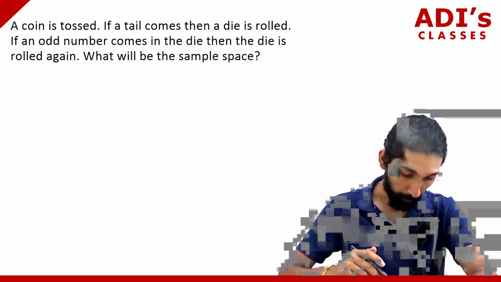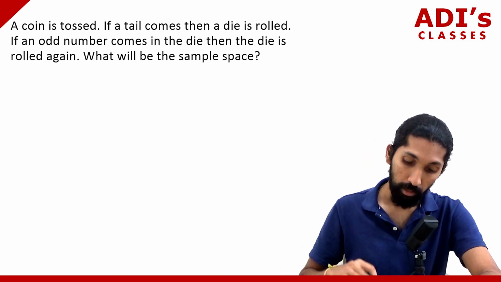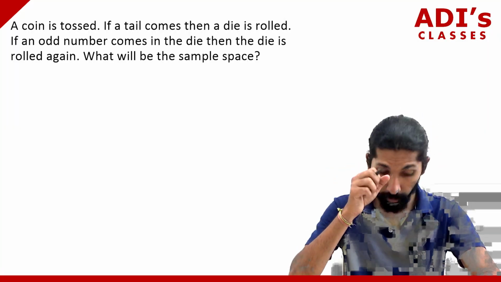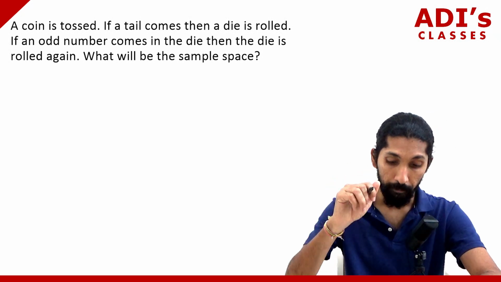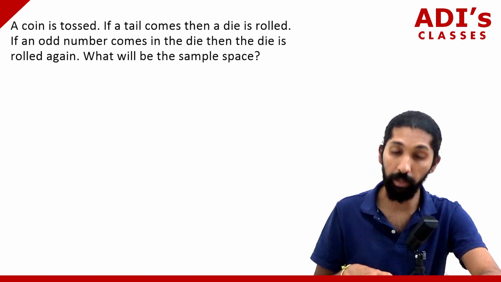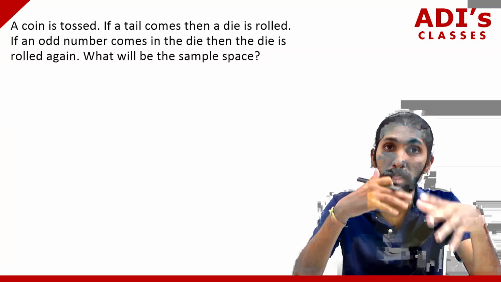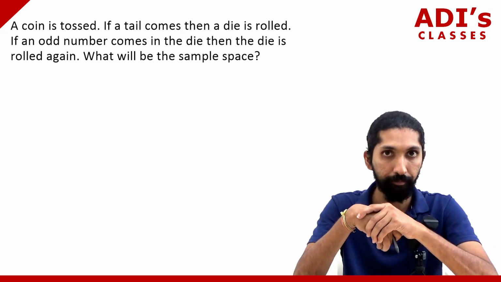Look at the second problem. A coin is tossed. If a tail comes, then a die is rolled. If an odd number comes in the die, then the die is rolled again. What will be the sample space? Okay, now this is not complicated, more like there are many things happening here, correct?